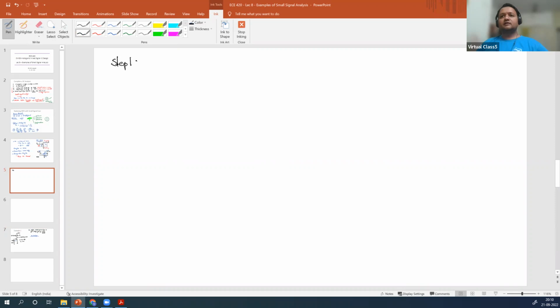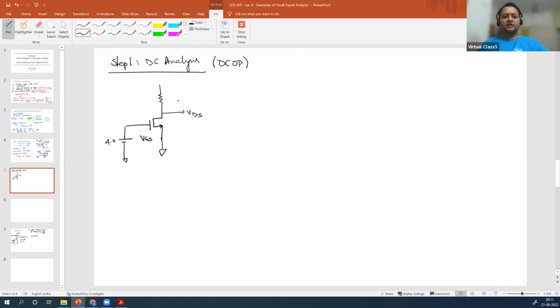Step 1: DC analysis, small signal. Step 1 is always DCOP. Always DCOP. Don't forget. DCOP, what do you get? So here is your VDS. This is your VGS. You have a fixed 4 volt here. This is grounded on the other side. The 5K resistance, which is RD. Total ID current flowing through here. 15 volt supply.